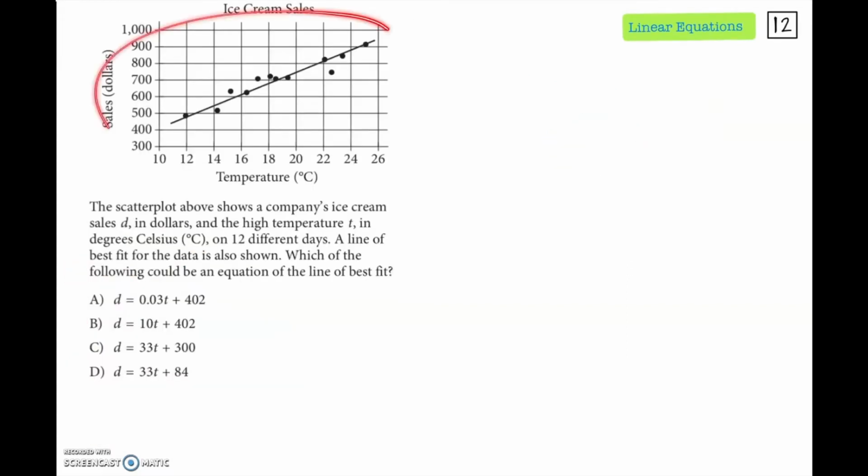This problem has a lot of similarities to the last problem, and this is the one that's relating, let's see, temperature to sales of ice cream. And it's another scatter plot one with a linear function. So go ahead and try this one on your own. And then on the next video, we'll do the worked out solution together.